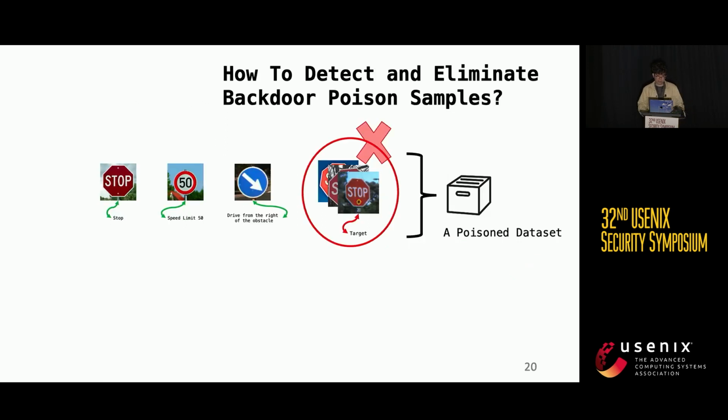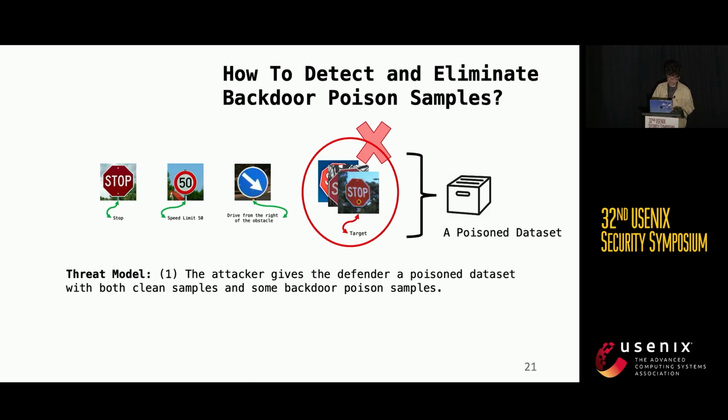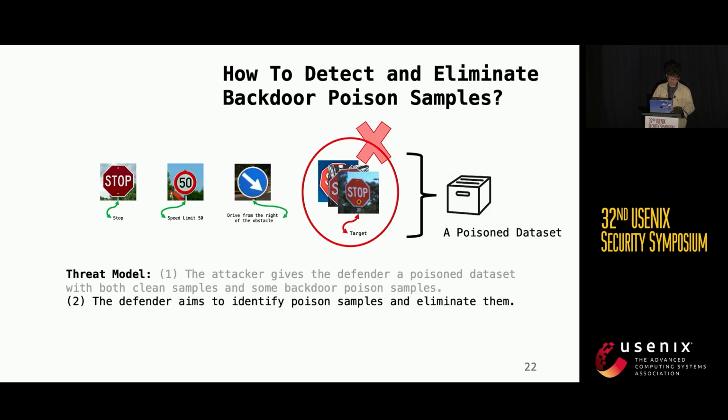In our work, we look into the problem of detecting and eliminating backdoor poison samples. To clarify, let's consider the threat model as follows. We assume that the attacker will give the defender a poison data set with both clean samples and some backdoor poison samples. And we want to know whether the defender can identify the poison samples and eliminate them from the data set. So how can we do this?